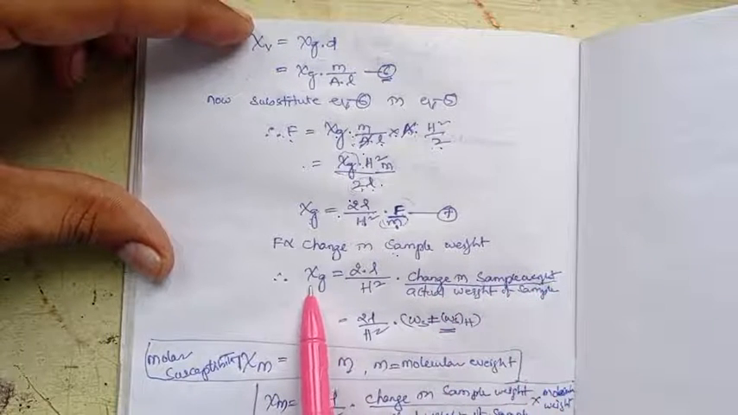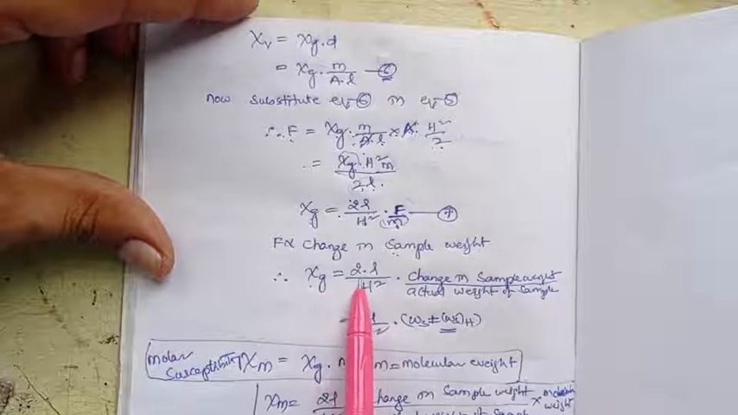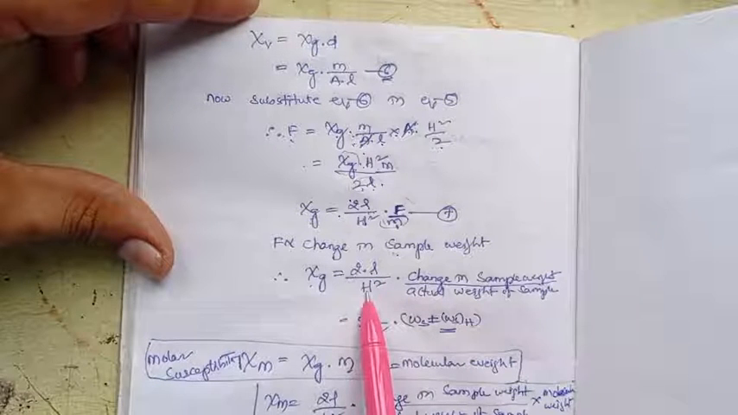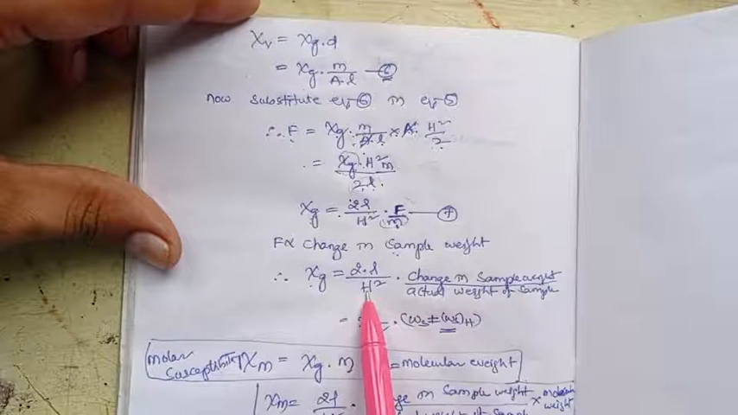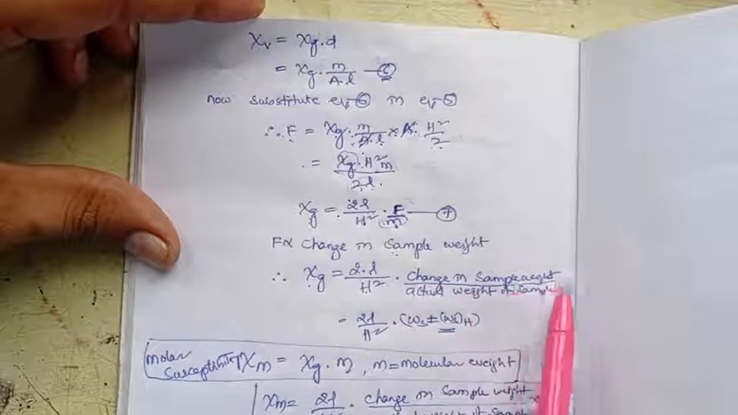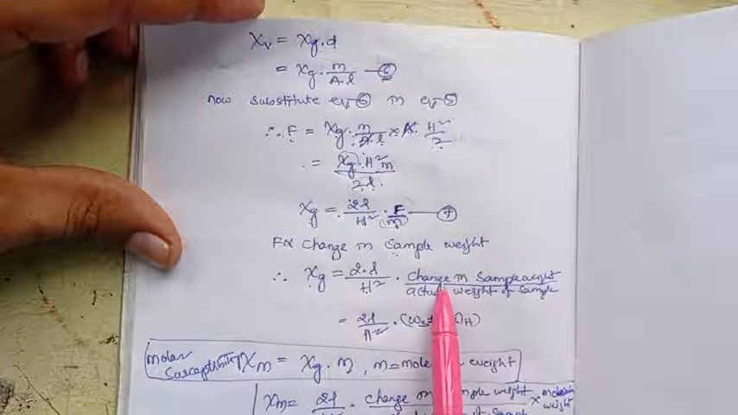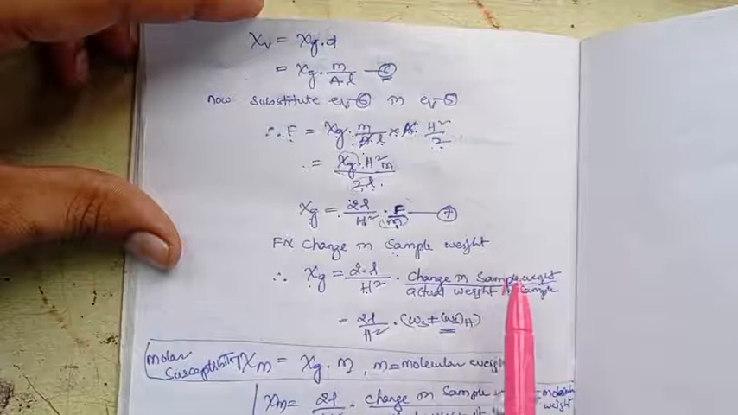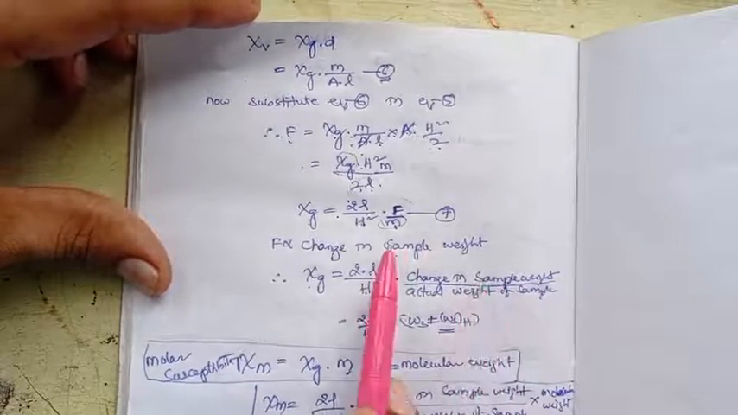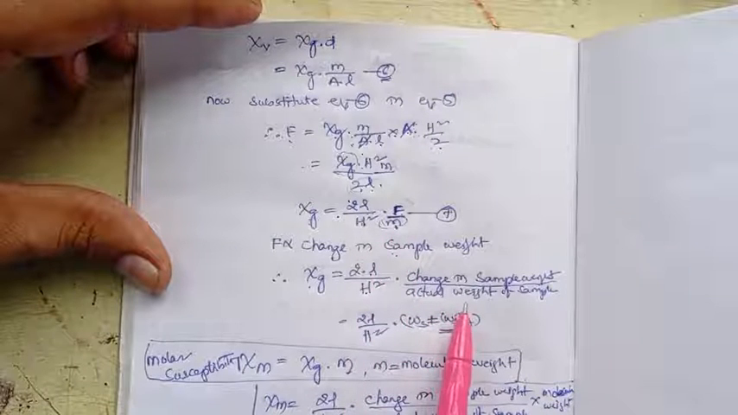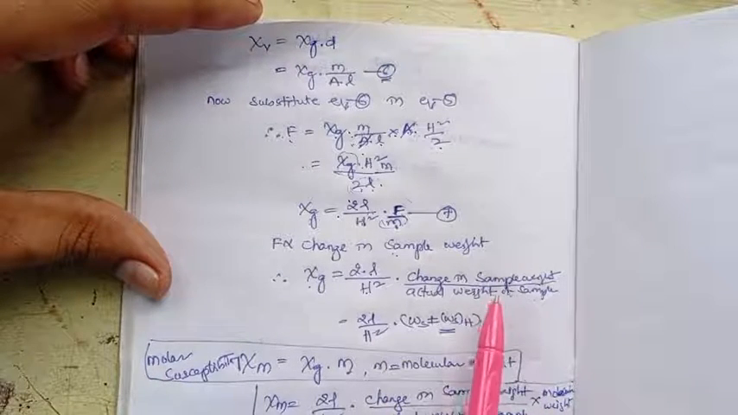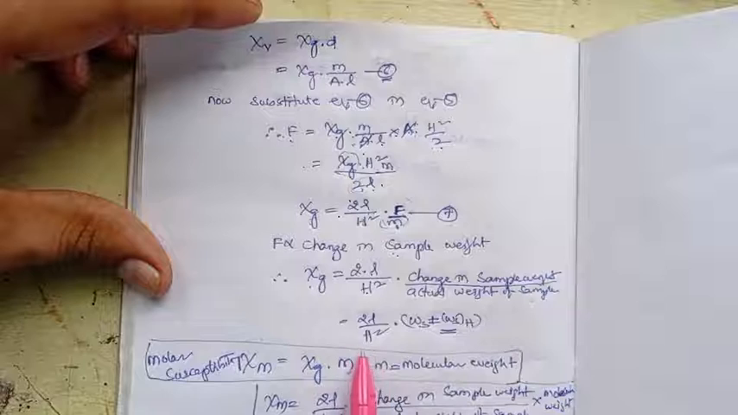The gram susceptibility is now equal to 2 into L, the length of the substance we fill, and H is the magnetic field we have applied externally, and the change in sample weight. The force we are considering as the change in sample weight, how much difference we get with field and without field, that will come here. And the mass of the substance or mass of the sample is the actual weight of the sample, the sample weight without field, that will be here, right?